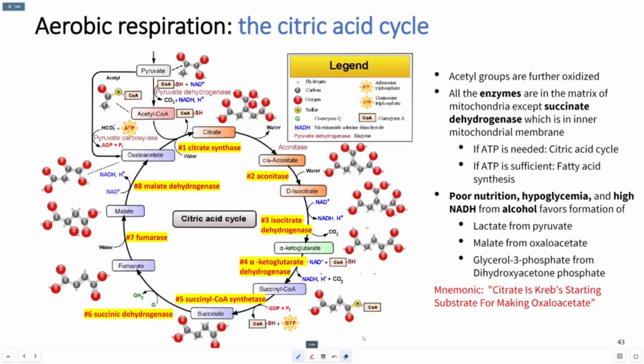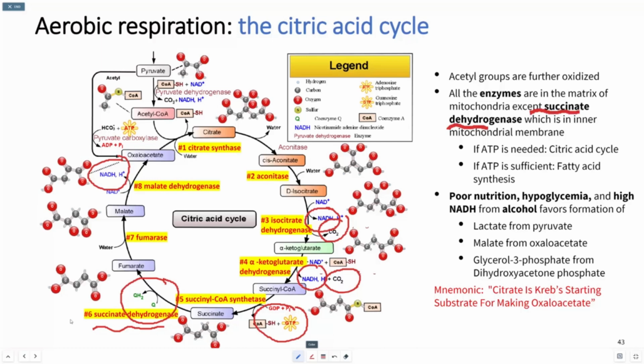So in summary, the aerobic citric acid cycle occurs inside the matrix of the mitochondria and produces two CO2 molecules, 1 and 2. It produces one ATP molecule, or GTP over here, one FADH2 molecule right here, and a total of 3 NADH, 1, 2, and 3. All the enzymes are found inside the matrix of the mitochondria except for succinate dehydrogenase.